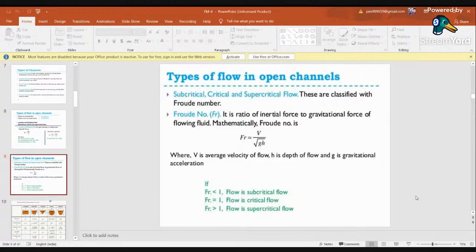Now, what is the advantage of calculating the flow type? If your flow is said to be subcritical flow, then there may be no chances of the hydraulic jump. If your flow is said to be critical flow, then your energy will be minimum at that section, or you can say that it is the specific energy where your flow is critical flow. And when your flow is supercritical flow, then gradually varying flow, or you can say normal flow or steady flow, will occur in that section.